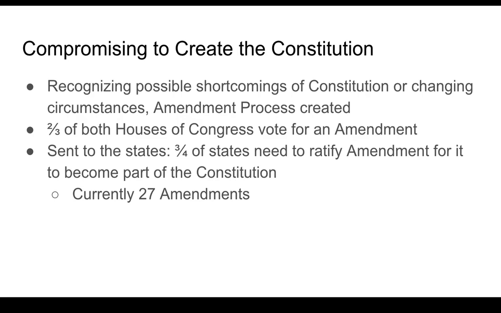It's done that way on purpose, because you don't want constant changes to the Constitution, but it's important that if something is clearly the will of the people, by basing it on 3/4 of the states and 2/3 of the elected representatives, that's a lot of people wanting to change it. Currently, we have 27 amendments, and we'll talk more about the amendment process as we go through history and look at some of those different specific amendments.